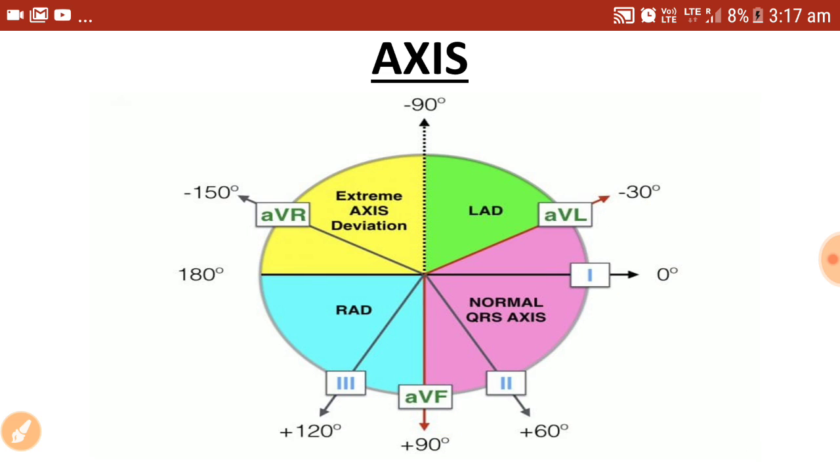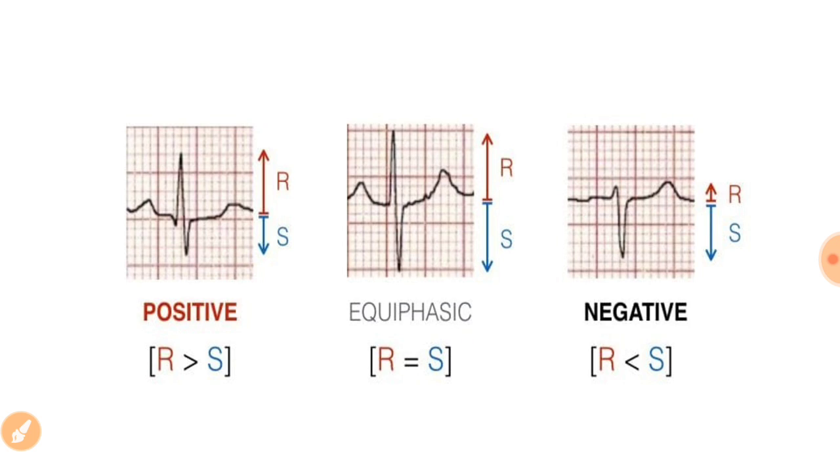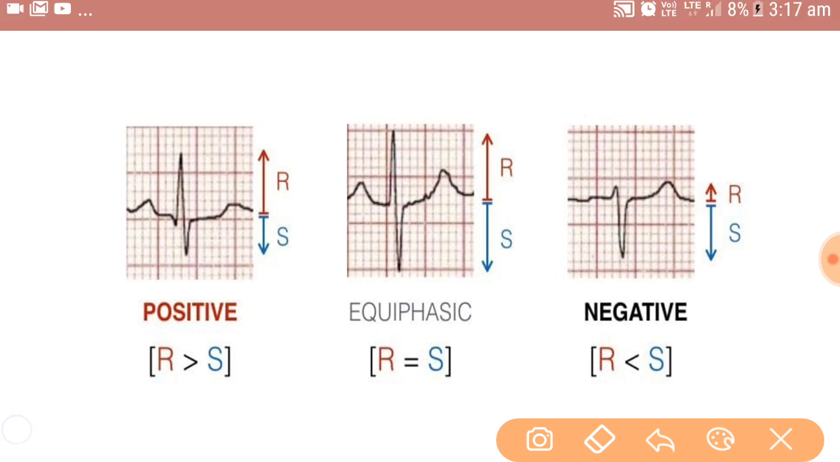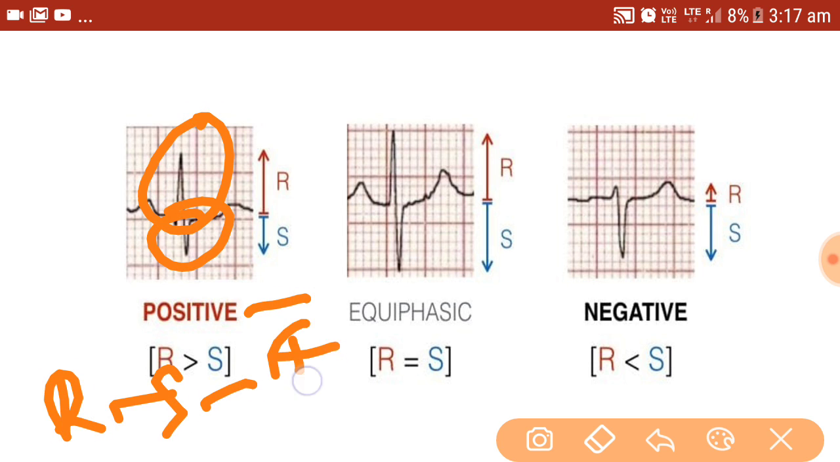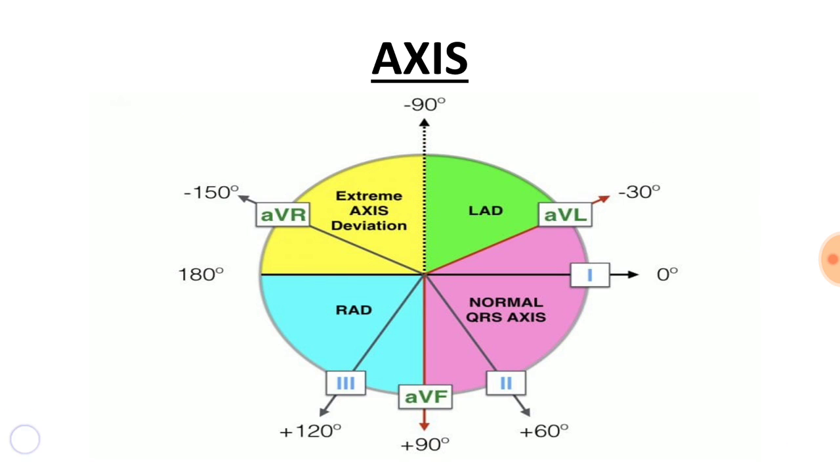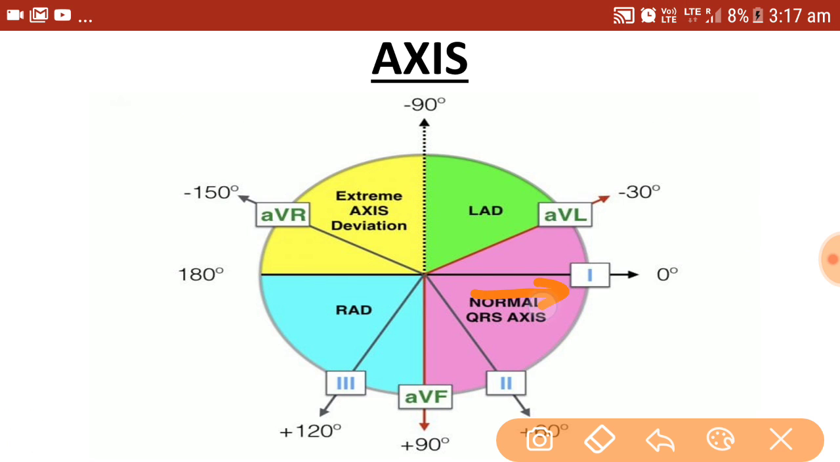Now what you need to see is whether the QRS wave is positive or negative in 1 and AVF. How you will know that it is positive or negative? If the R is greater than S, it will be positive. Means R minus S, something is coming positive. If here, as you see, S is longer than R, so it will be negative, and here it is equiphasic. Another thing which you need to see is this one is positive for lead 1, and this one is positive for AVF. This one is positive, negative for AVF, and this one is positive for lead 1.